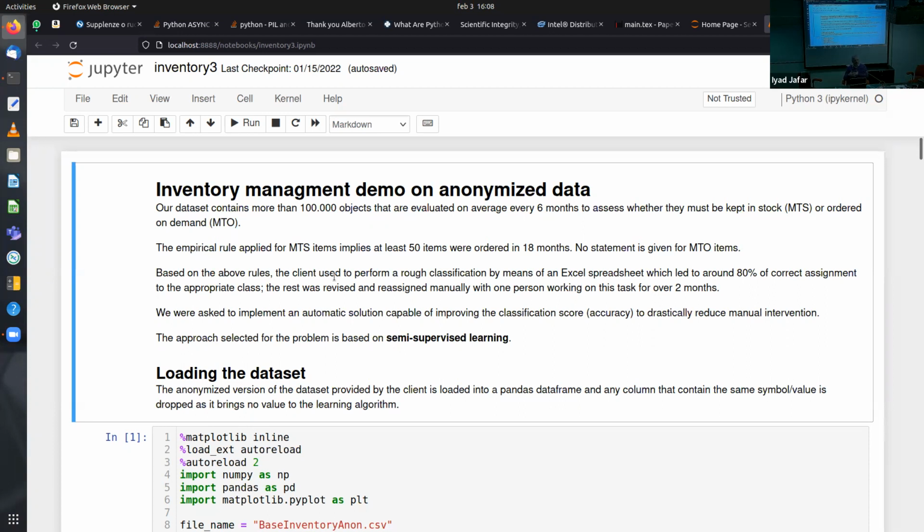So we tried to understand whether it was possible to reduce the classification time to a small set of items. And well, we started with this approach that is semi-supervised learning. So we made some assumptions, and based on those assumptions, we could perform automatic classification.